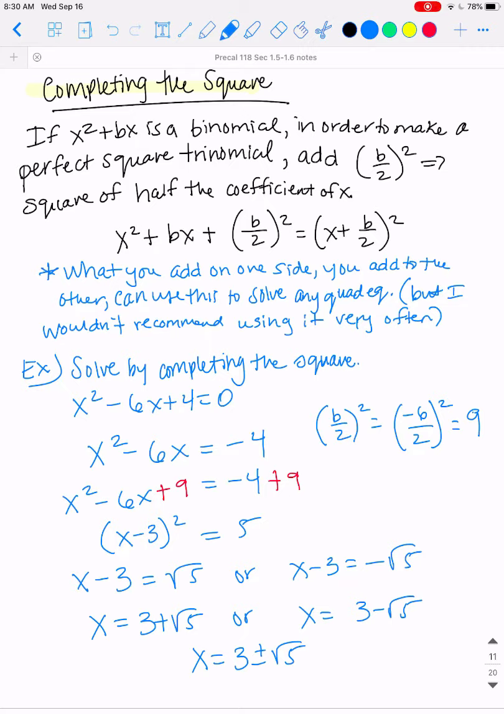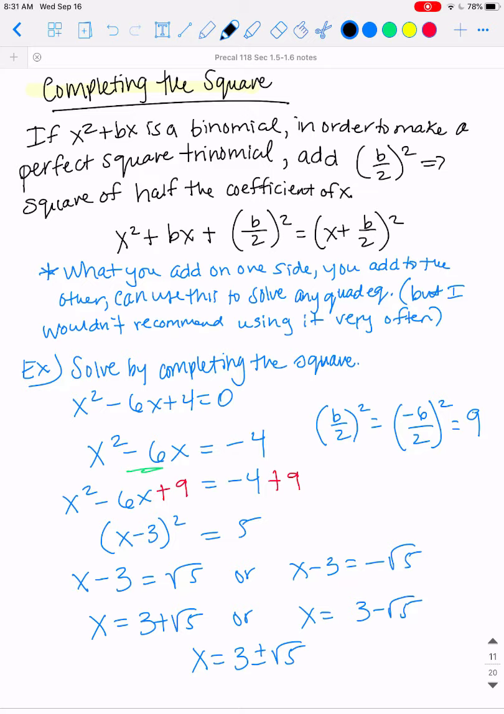And then our b over 2 is negative 6 over 2, because that's our coefficient. And then we're going to square it, and that gets 9. So we add 9 to both sides. So we get x squared minus 6x plus 9 equals negative 4 plus 9. And then that gets us our perfect square trinomial on the left side.